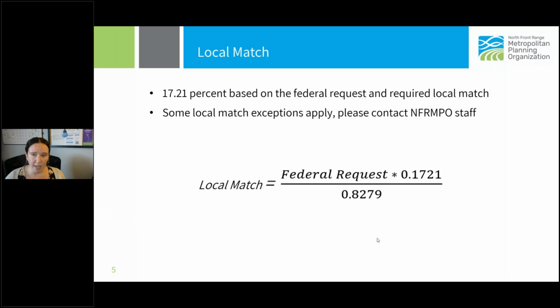Also, when we look at the applications, I do have that calculation, the formula within the application, so you'll be able to calculate based on that. There are a few exceptions for the local match requirement that are listed within the guidebook, but if you have any questions about whether or not your project qualifies for that exception, please contact us and we can talk through that.